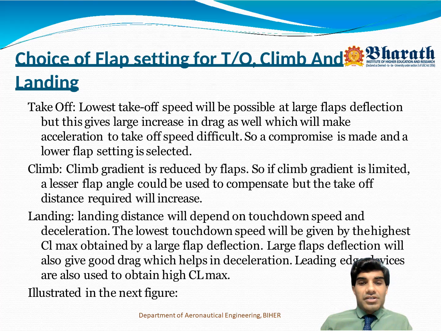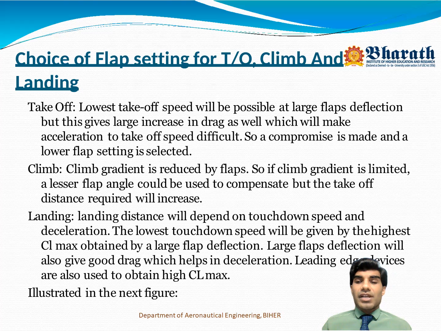Now come to the climb conditions. Climb gradient is reduced by flaps. If climb gradient is limited, a lesser flap angle could be used to compensate, but the takeoff distance required will increase. So in climb condition also, they will be using different flap angles, and to compensate, the takeoff distance required will increase. So what will happen? A longer runway will be required for the takeoff purpose.